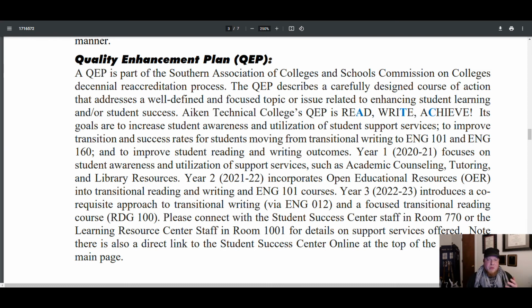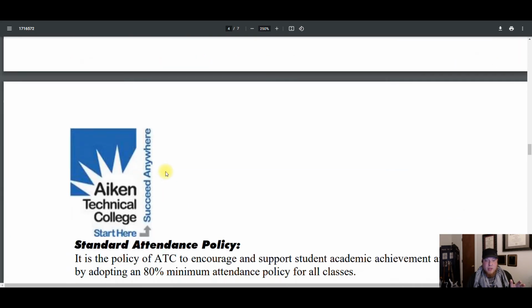So the QEP here is basically a program that we have at Aiken Tech that lets you know you have a bunch of resources available to you that you may not be aware of. A lot of people go to colleges, universities, and they don't know all the stuff that they have available to them. Yeah, I'm supposed to go to class, I got this stuff, whatever. Here's the stuff that you have available to you. You have academic counseling, tutoring, library resources, all kinds of reading and writing resources available to you as well. And here on the syllabus is an explanation of those resources that you have available to you.